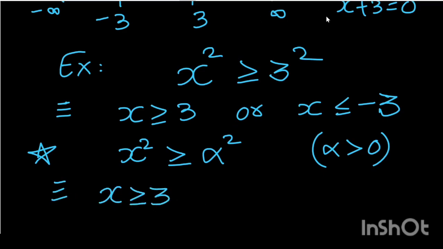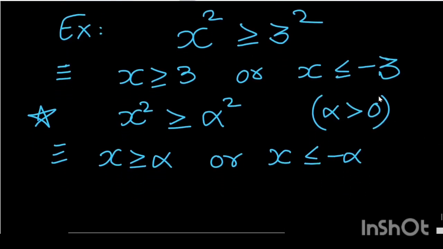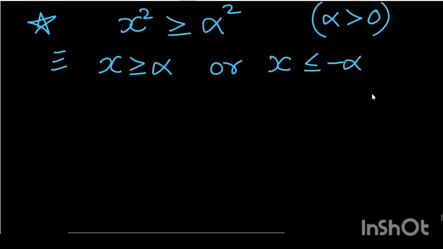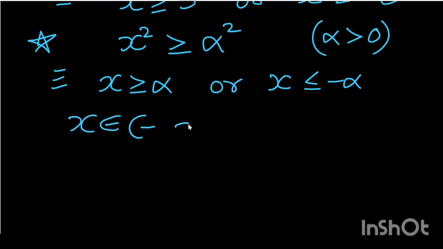We can write it as a formula: x square greater than equal to alpha square means x is greater than equal to alpha or x is less than equal to minus alpha. So this is the generalization of the above formula, okay. So x equivalently belongs to minus infinity to minus alpha. What is alpha?